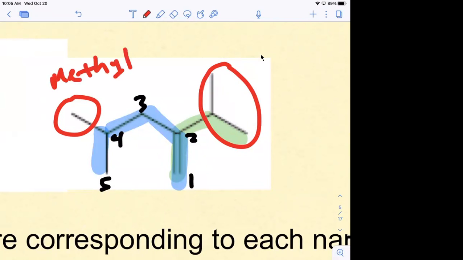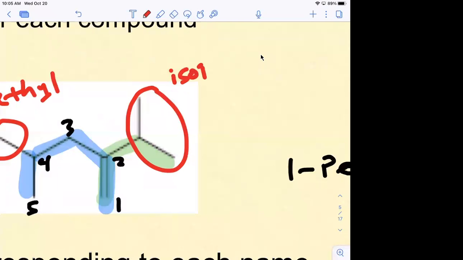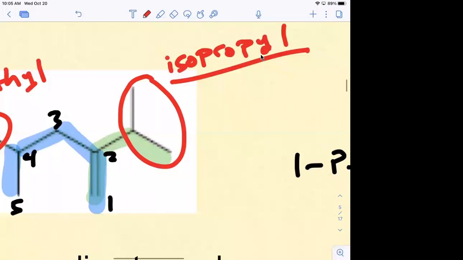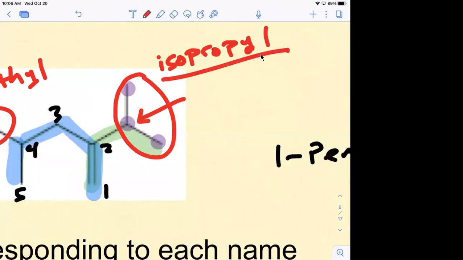So that's a methyl. And then this group right here is what we call an isopropyl group. Notice it's 3 carbons: 1, 2, 3. So the propyl part is because it's 3 carbons. The iso prefix is because of where the chain is attached. It's attached at that middle carbon right here. So that's why we call it an isopropyl. So those are your 2 substituents.